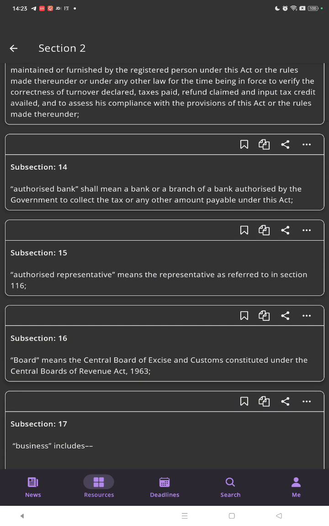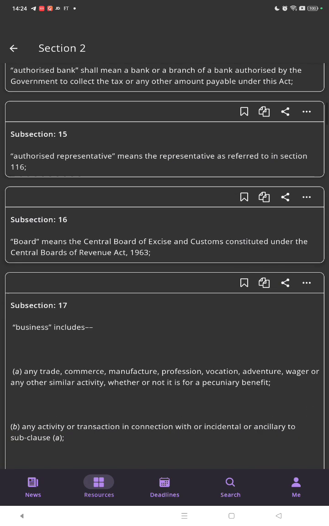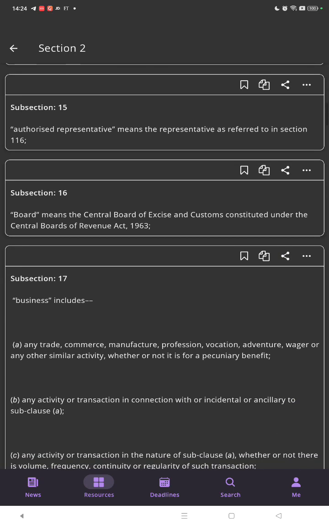Subsection 14, authorized bank, means a bank or branch of a bank authorized by the Government to collect the tax or any other amount payable under this Act. Subsection 15, authorized representative, means the representative as referred to in section 116. Subsection 16, Board, means the Central Board of Excise and Customs constituted under the Central Boards of Revenue Act, 1963.